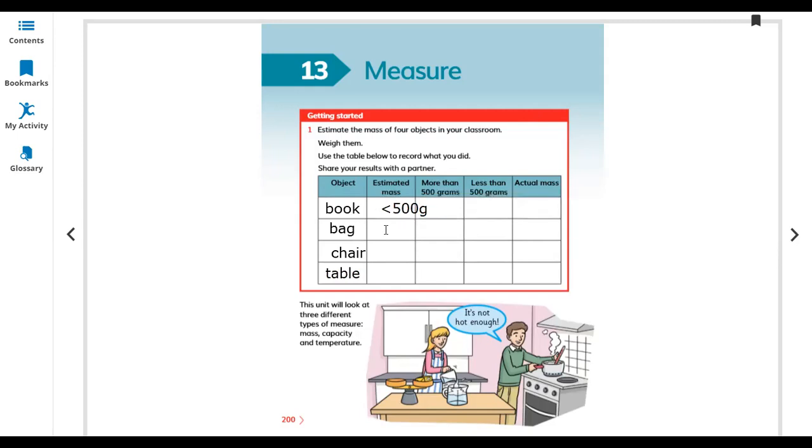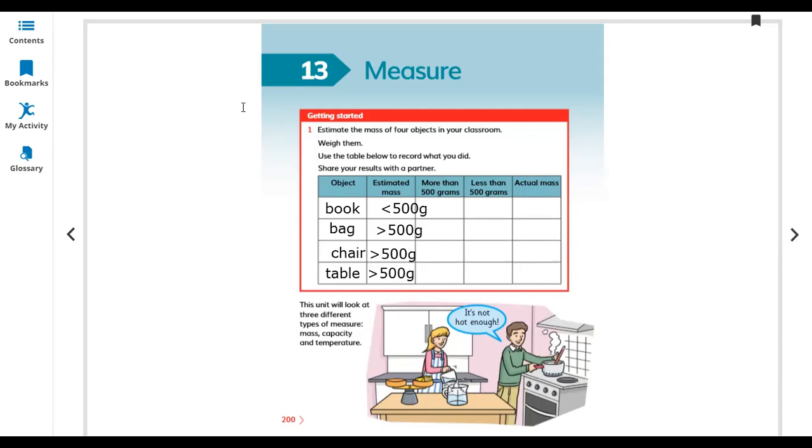What about bag? It's maybe more than 500 gram. And chair, also more than 500 grams. And also table, same like this, more than 500 gram. This is just like assuming.